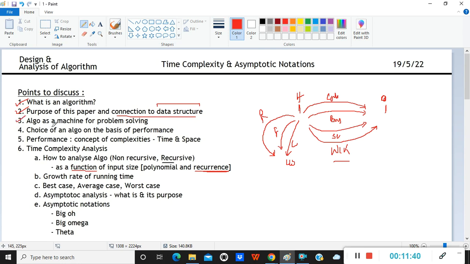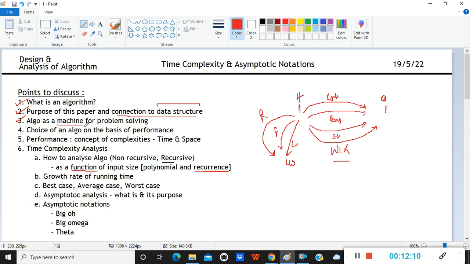Anyway, the next part is algorithm as a machine. You have to think that algorithm is a machine. Now what is a machine? If you define a machine, it is a device that will take some inputs, and after processing it will produce some outputs. That is the basic definition of a machine, right?